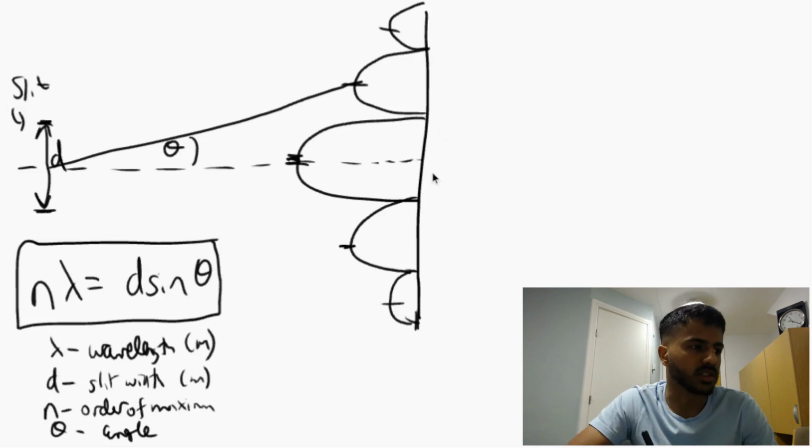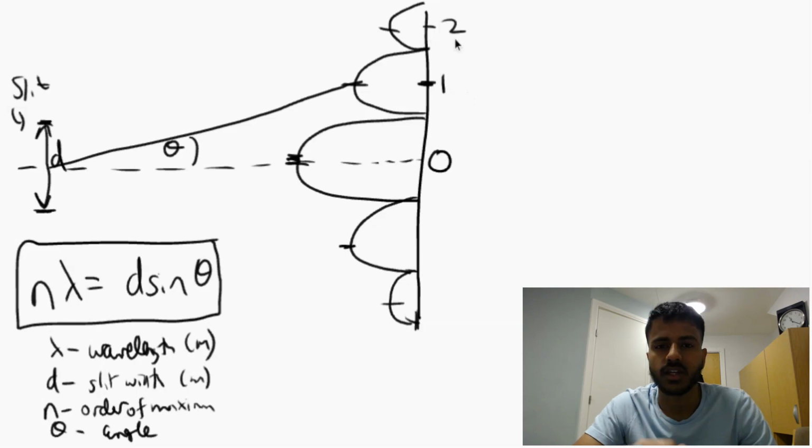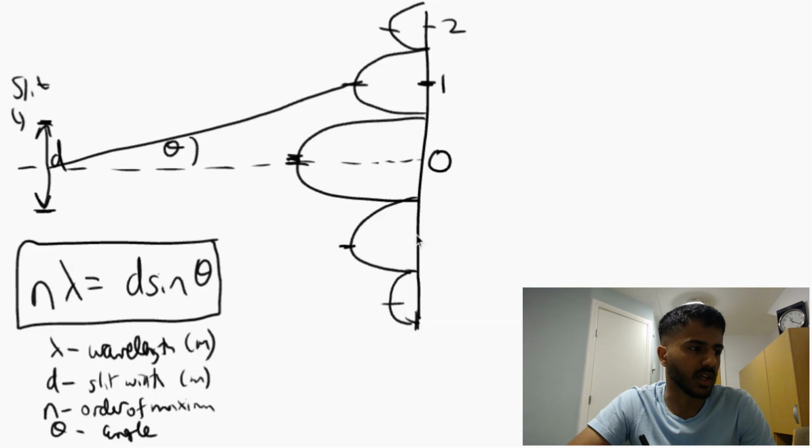And what that means is simply, well, this central maxima has an order of 0. This maxima here is an order of 1. And this one here is 2. It just means which maxima it is relative to the center. So you can just see that this one here will be 1, this one here will be 2.